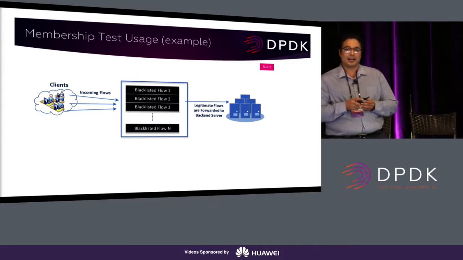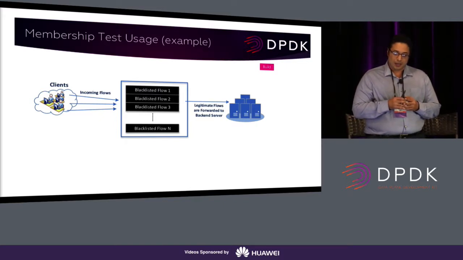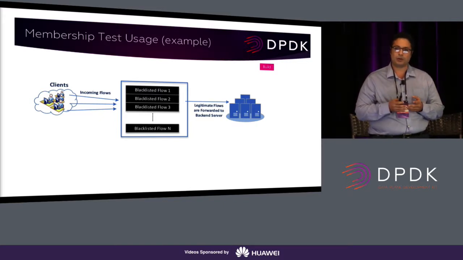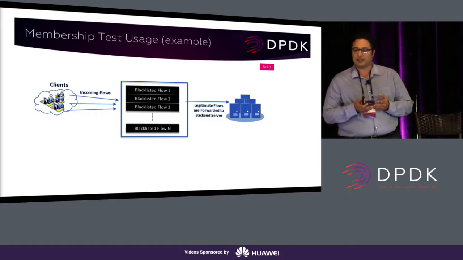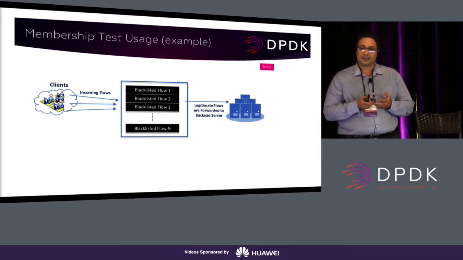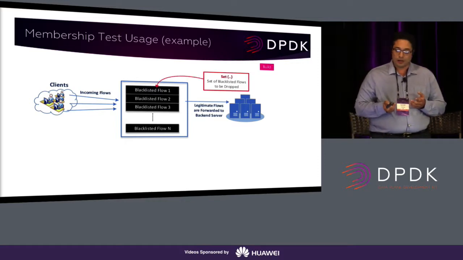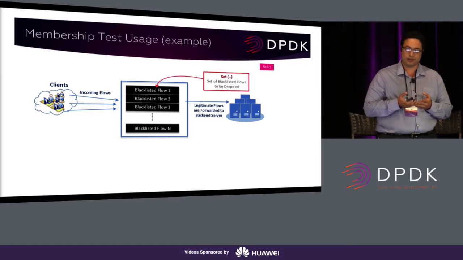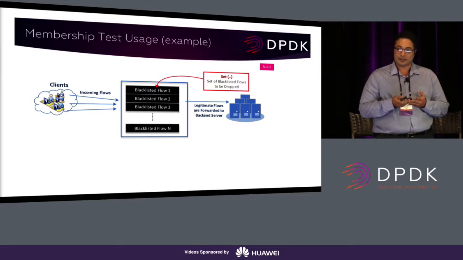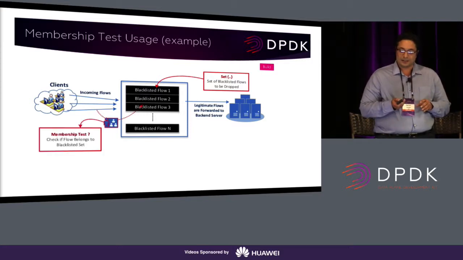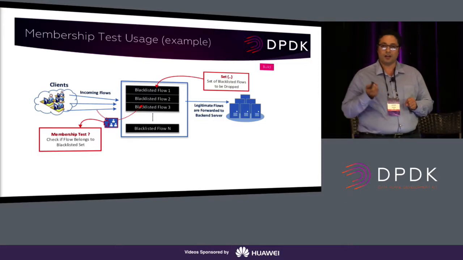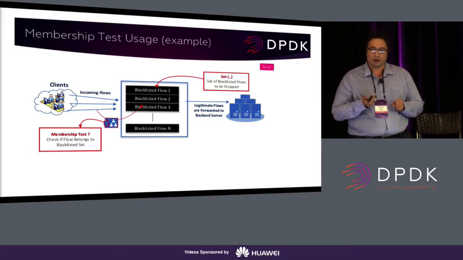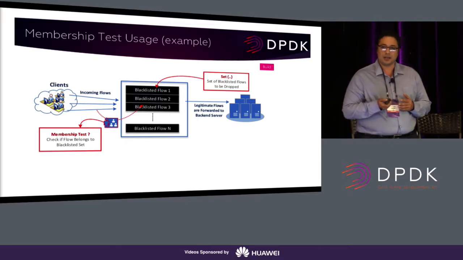So the membership library, I'll try to explain with an example. Very typically, you have clients trying to access backend servers, and you have a list of blacklisted flows where the bad clients should get dropped. We call this list of bad clients a set. And the way of querying this set to know whether this client is in this set or not is a membership test.